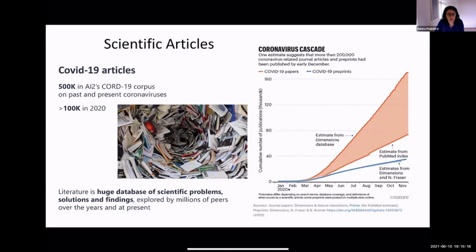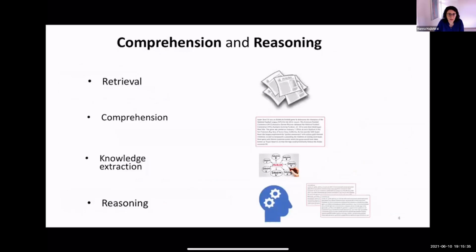But they are super useful for us. We can imagine that this scientific literature is actually a huge database of scientific problems, solutions, and findings that a lot of researchers have shown us. So it's really important to make sense of this large amount of scientific data. In particular, we are interested in addressing this problem in NLP and also importantly in scientific text, of comprehending them and being able to reason about them.